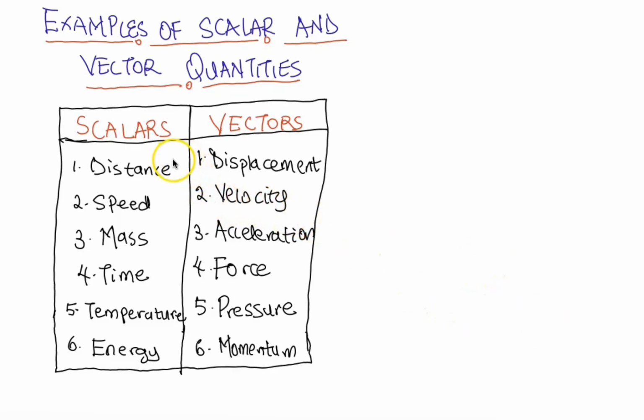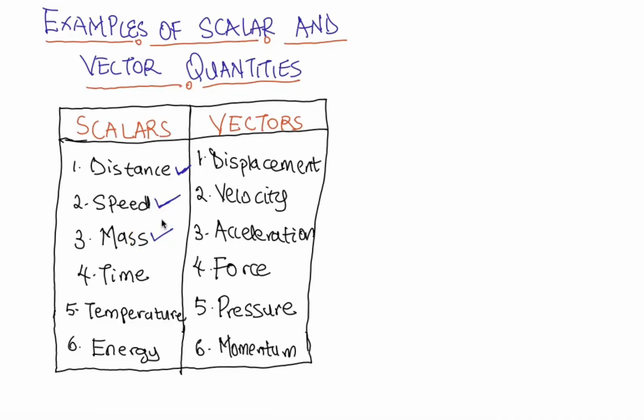Now for scalar quantities, good examples you should take note of are distance. Distance is a quantity that has magnitude but no direction. Now speed is distance over time. Since distance is scalar, automatically speed is also scalar. Other examples are mass.